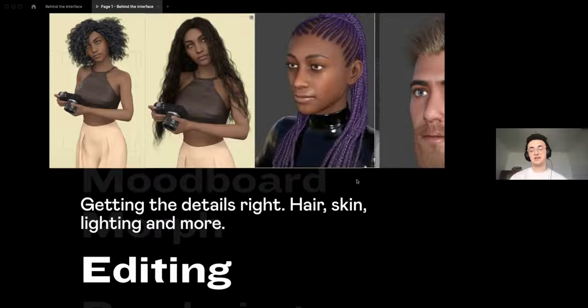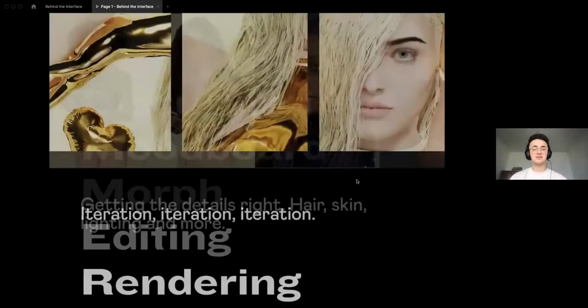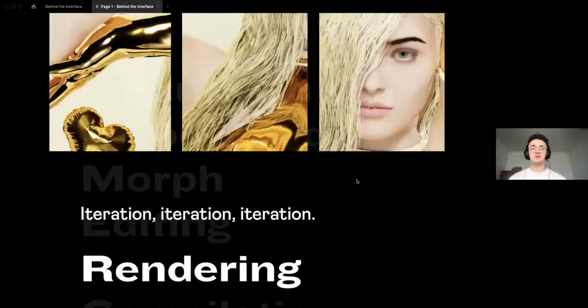And this can be anything from running hair physics simulations to ensure that the hair drapes along your skin properly, or changing the beard, or creating entirely new beard textures and so on. And then that turns into the rendering stage, which is more iteration, iteration, iteration.